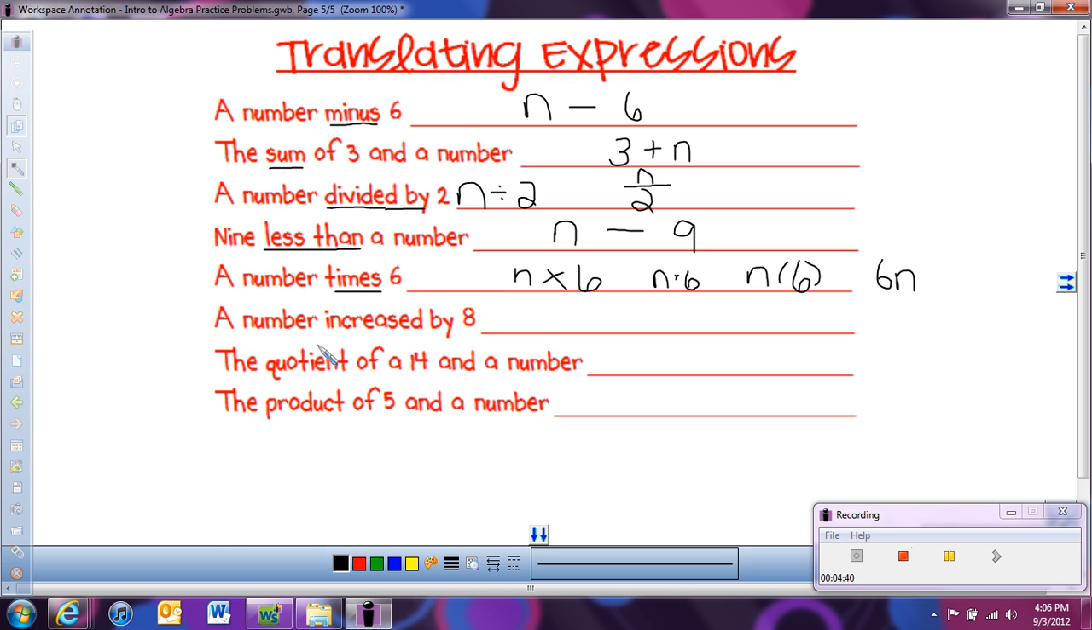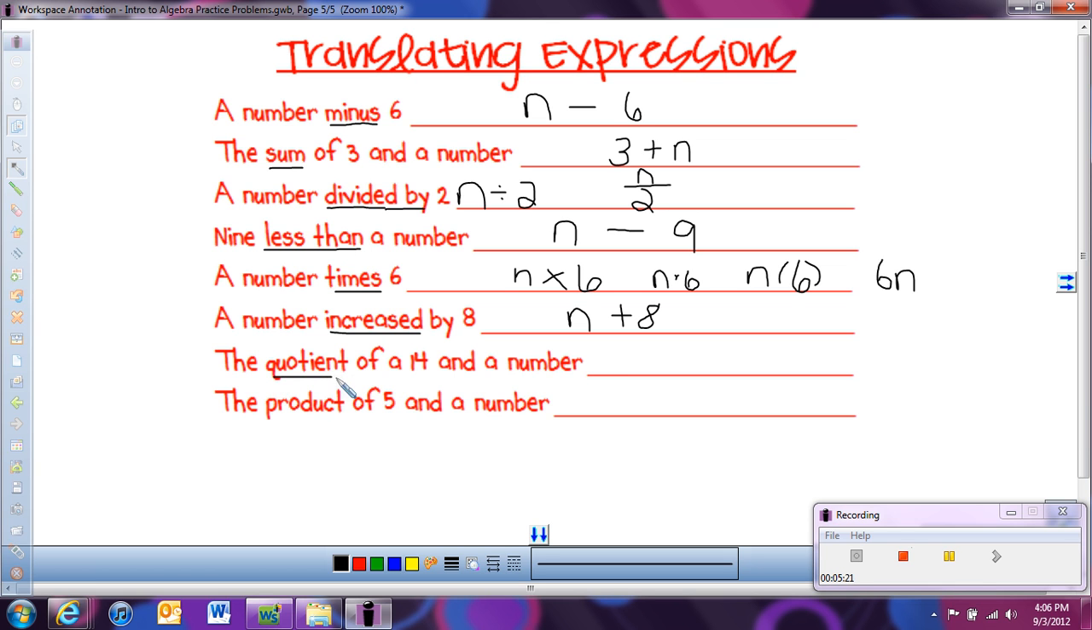This next one says a number increased by 8. The word increased means add, so we'll have our addition sign. And we're going to have a number, and we're going to increase it by 8. All right, so let's take a number, and we're going to increase it or add it to 8. So a number plus 8. We'll try these last two, make sure we got it all figured out.